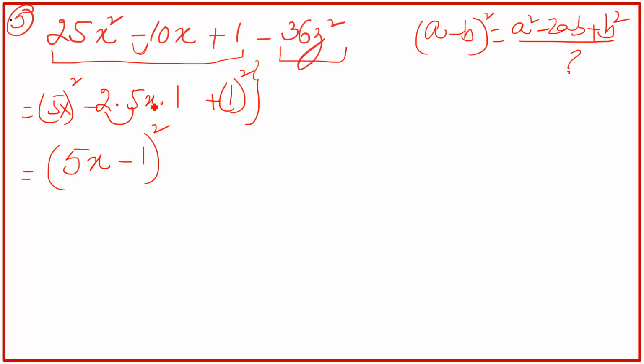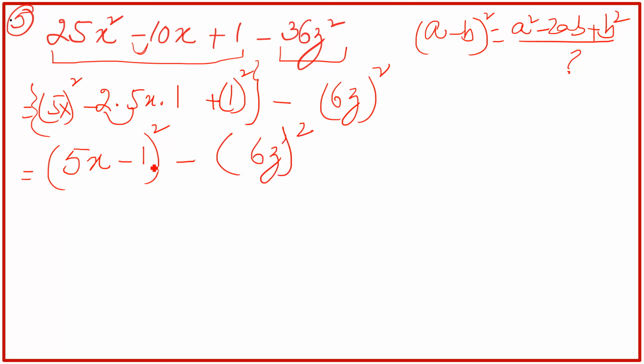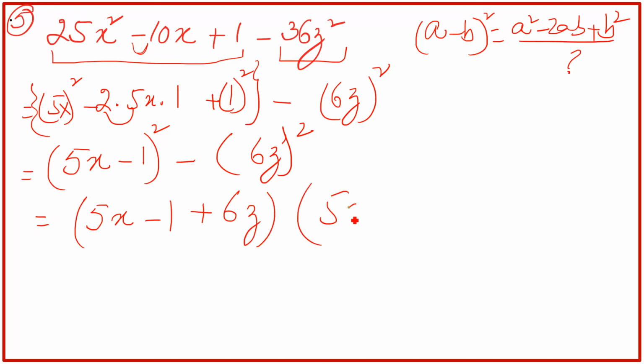Right? This is the first part. And minus, this is 6z square. Instead of 36z square, we can write down (6z) square. From here, again, this is a square minus b square. One time, a will remain the same. But you have to change the sign. First time we will write down with the positive. Second, we have to write down with the negative. a square minus b square, and this is the answer.